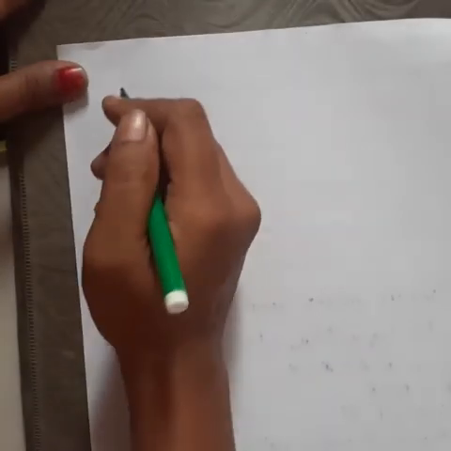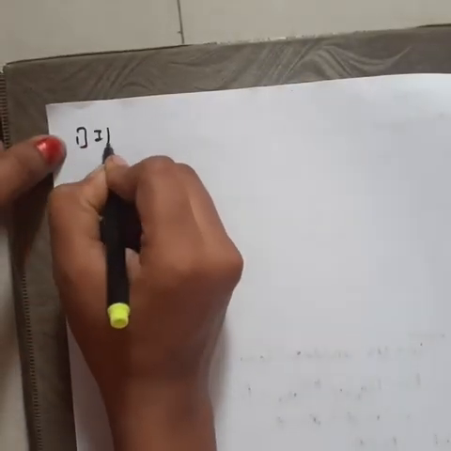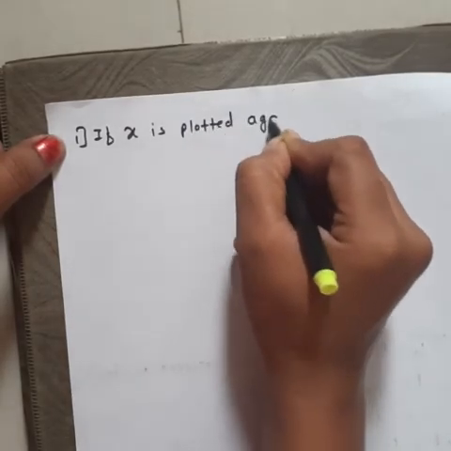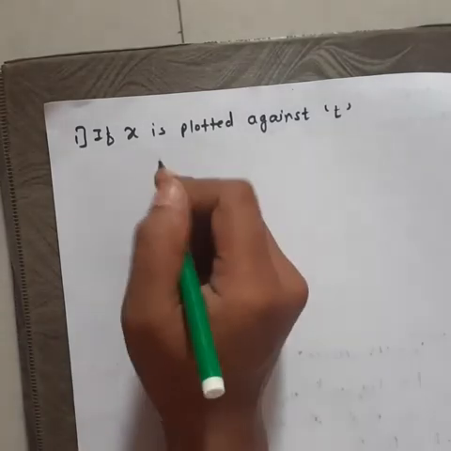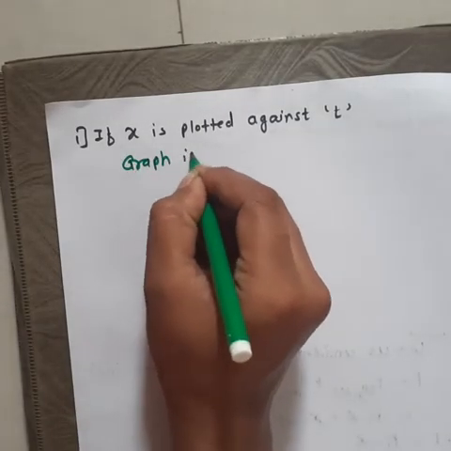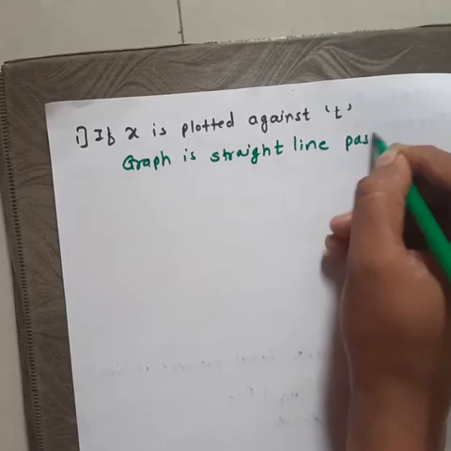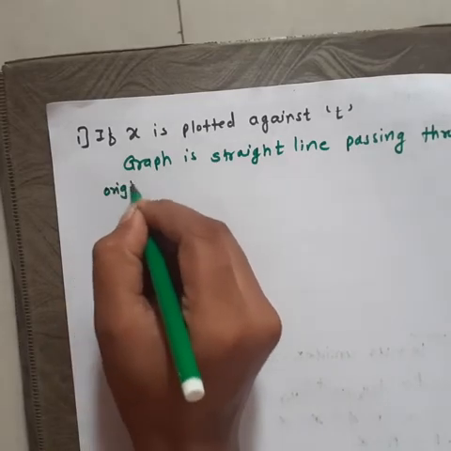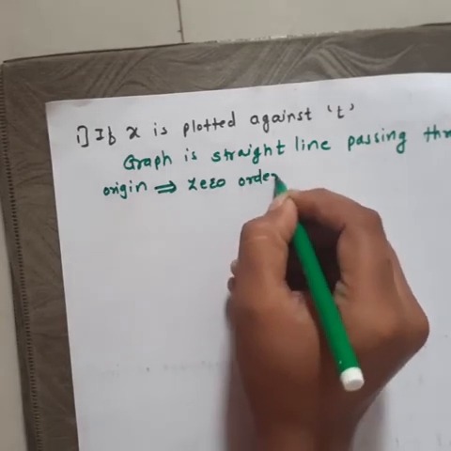So if x is plotted against t for the zero order reaction, the graph is a straight line passing through the origin, and it indicates that it is a zero order reaction.